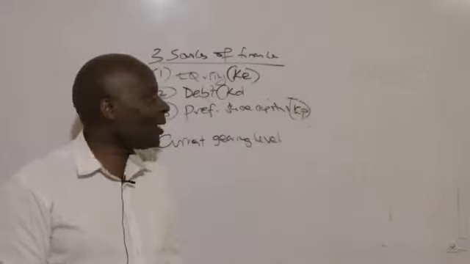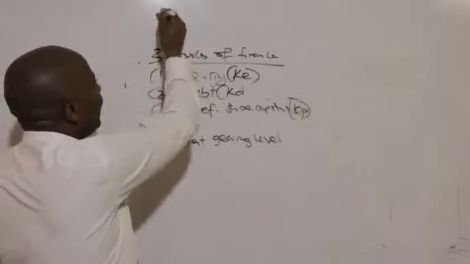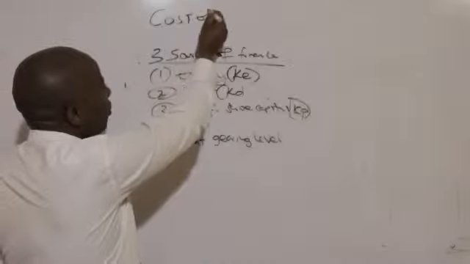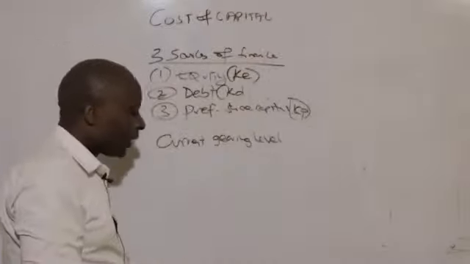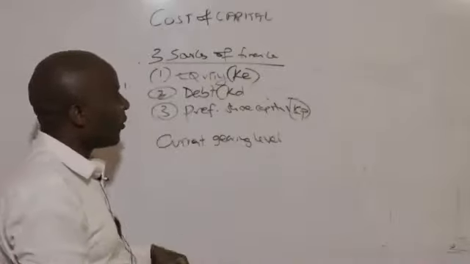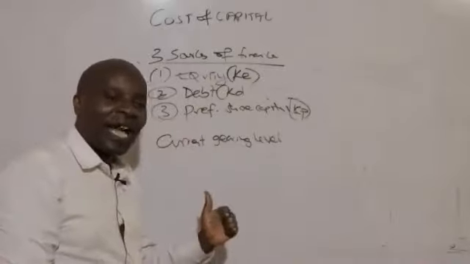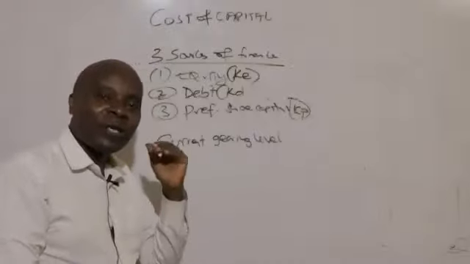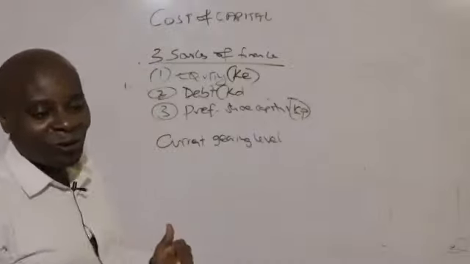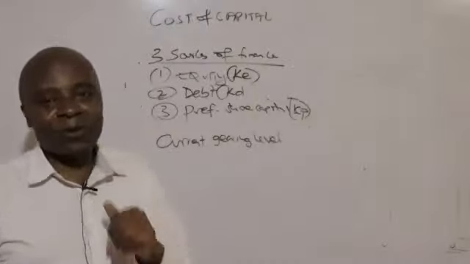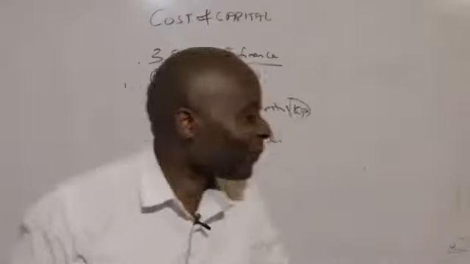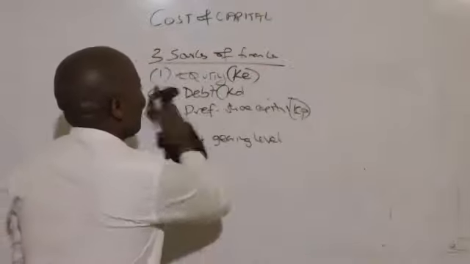So the major topic, I hope you've been able to write it there under financing decisions. We have what we call the cost of capital, where we have said you've got 3 sources of finances. I hope you've taken your notes down. And then this afternoon, I would want us to start by looking at how to compute cost of equity. So mention there, cost of equity.